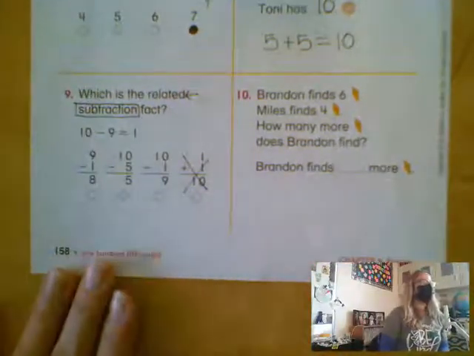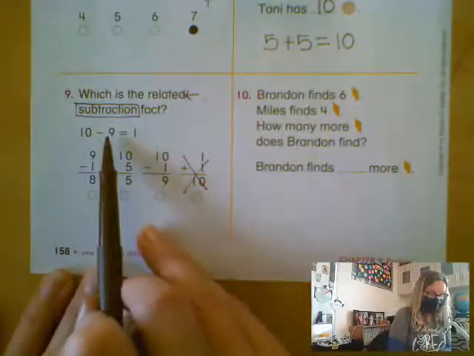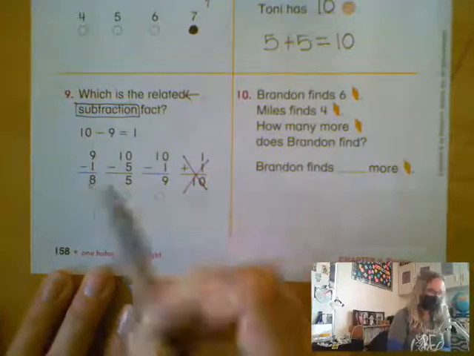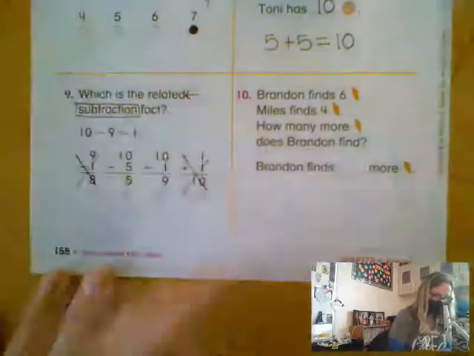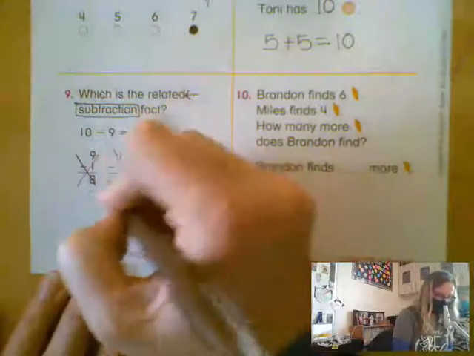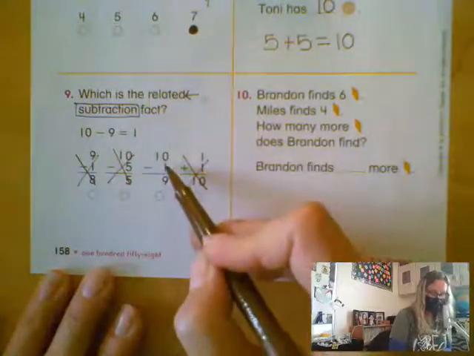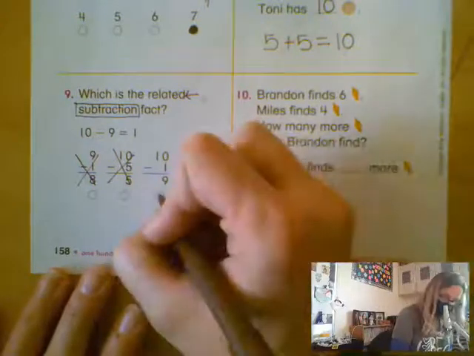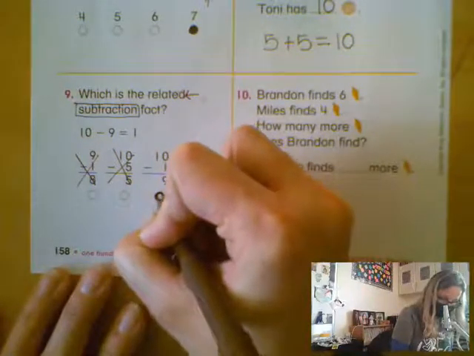So now, in order to be related, it has to have a 10, a 9, and a 1. Well, here's a 9 and a 1, but is that a 10? No, so that one doesn't work. Here's a 10, but that's 2 5s. Does that fit? No. This one has a 10, a 9, and a 1. And if I have 10 and take 1 away, would it leave me with 9? Yeah, so there's our answer, friends.